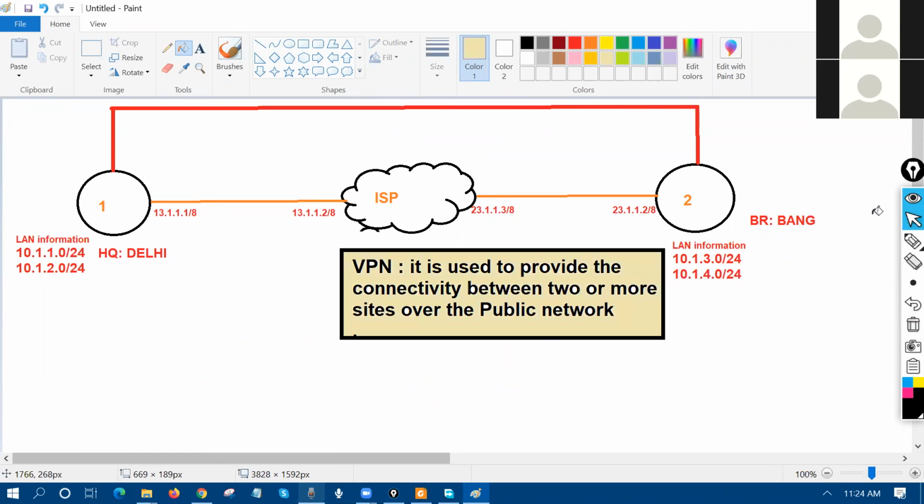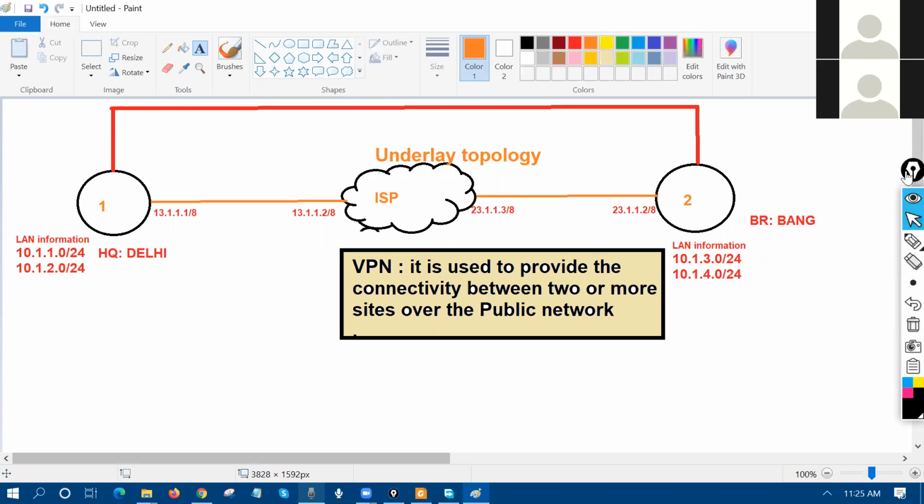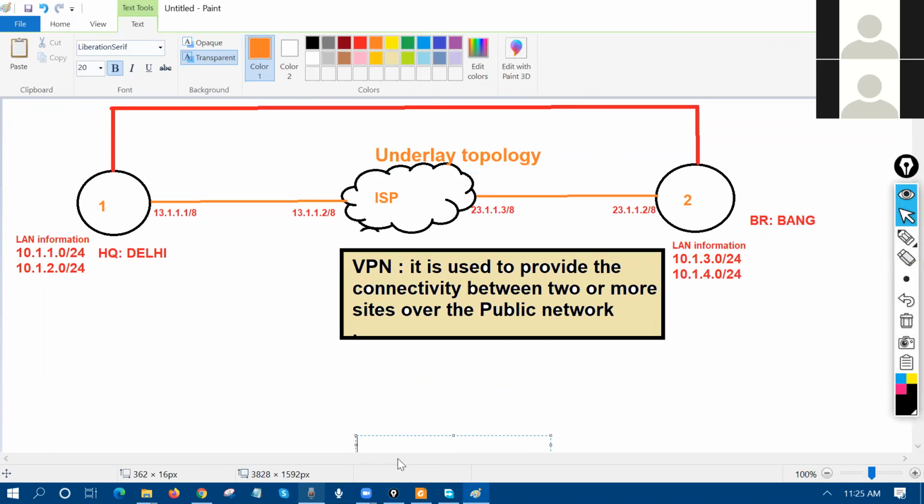So VPN is nothing but it's just going to make one logical connection. So this is my underlay topology, right? What will be my overlay? After doing this, what happened? My topology will be something like this.